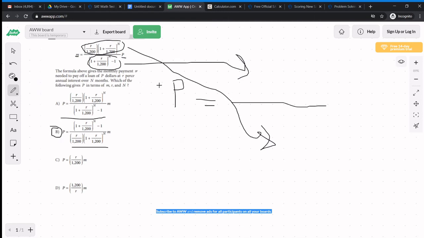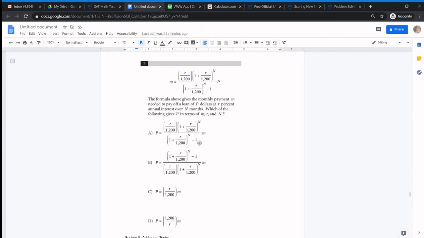Simple as that. All we had to do was realize, well, we're looking for P, and there's a huge fraction right in front of it. So just multiply by the reciprocal on both sides, and that's it. We don't have to do any more math. No simplifying, no nothing. It's just a scary problem designed to look scary, but it's really not that bad at the end of the day.